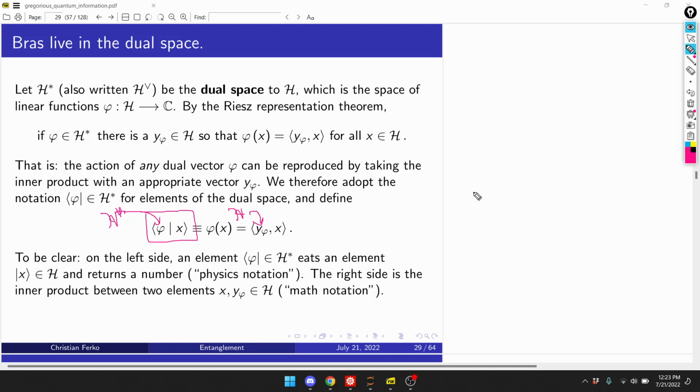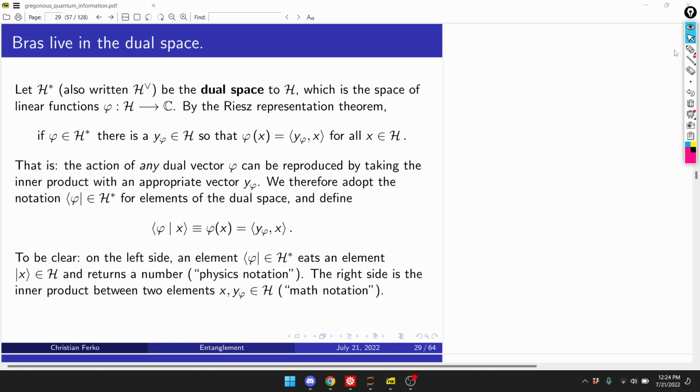In the physics notation, it's an element of the dual space paired with an element of the Hilbert space. And these are equivalent by the Riesz representation theorem. So there's nothing scary about this either. This bra-ket thing is an inner product. Good, was there a question?